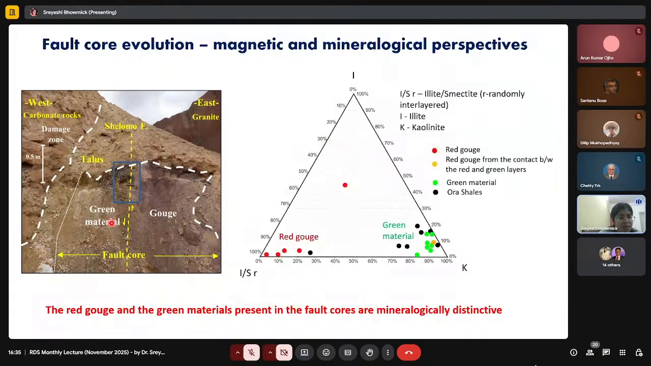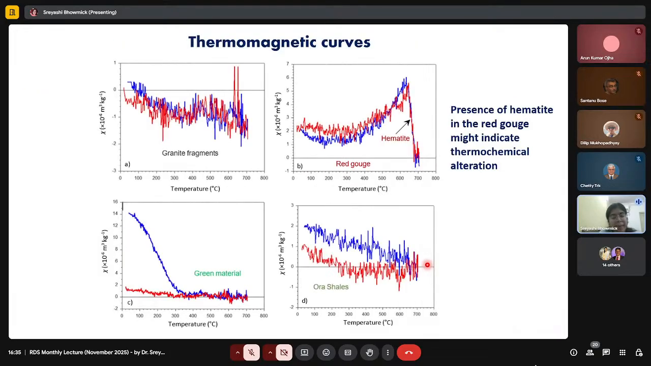Now, primarily, these two materials are dominated by phyllosilicates, and apart from that, we also see traces of iron oxides like hematite and goethite in the red gouge. So coming to the clay mineralogy, we found that the red gouge consists of randomly interlayered illite-smectite, and the green material consists of kaolinite. So from here, we can say that these two materials present in the fault core are mineralogically distinctive. This also indicates that they might have been derived from different sources. We were mostly interested in the magnetic properties. So today I'll be covering only that much.